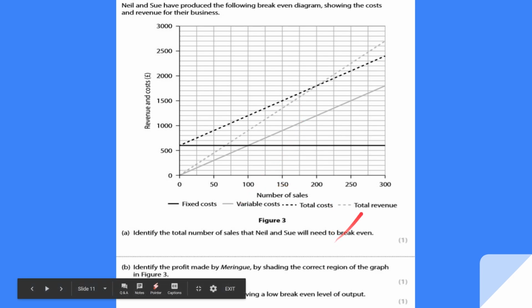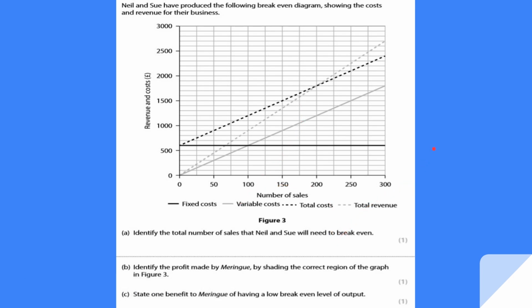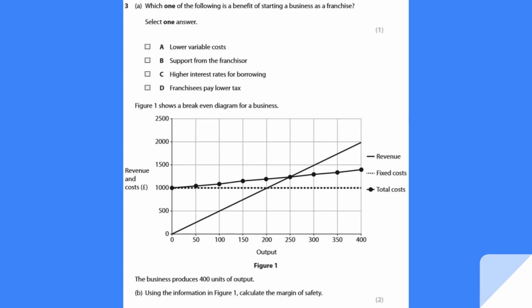State one benefit to Meringue of having a low break-even level of output. Well, that means that they only need a relatively low number of customers over the period to actually break even, so that's pretty good. Which one of the following is a benefit of starting a business as a franchise? Right, fine, support from the franchise, all that makes sense.